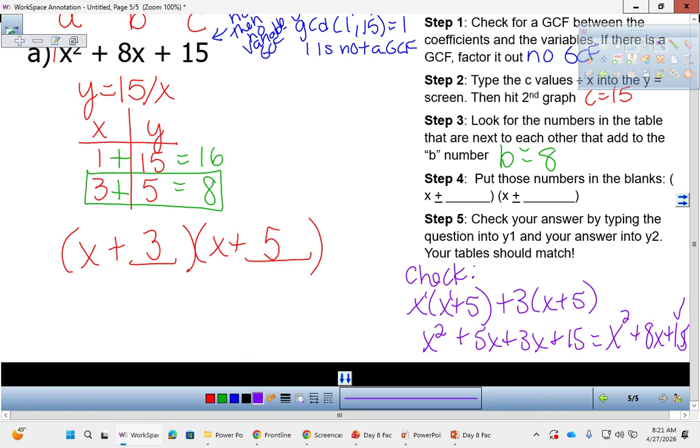All right, so my answer for this one is called factored form. This is my factored form. X plus 3, x plus 5. All right, let's try another one.